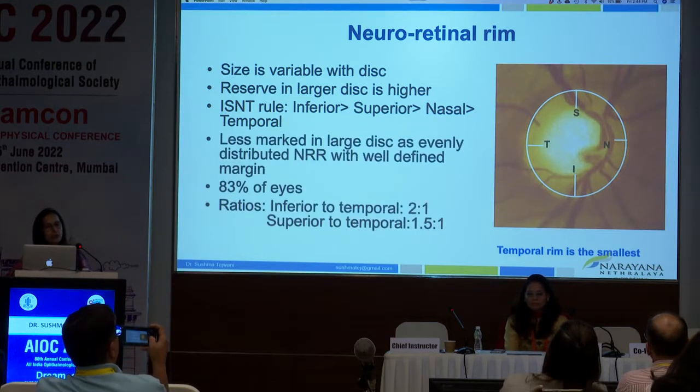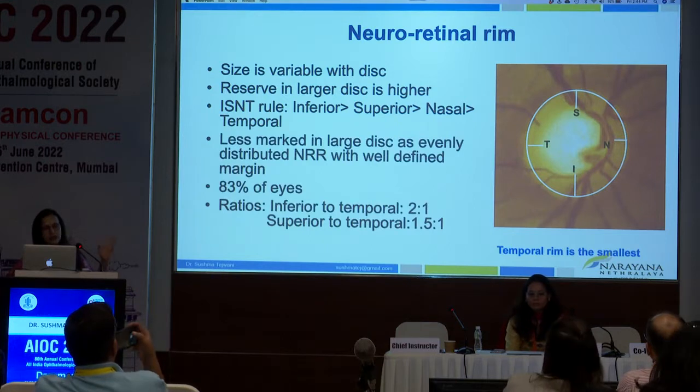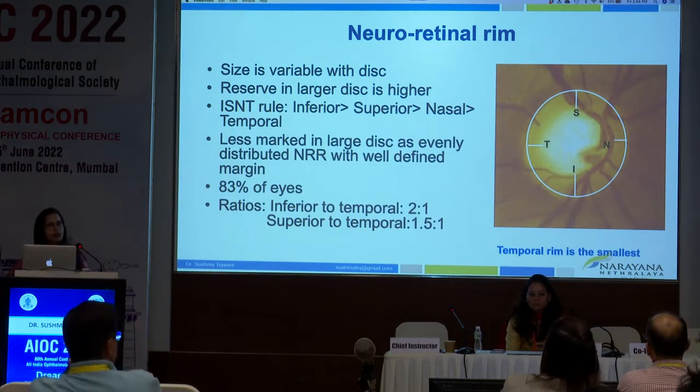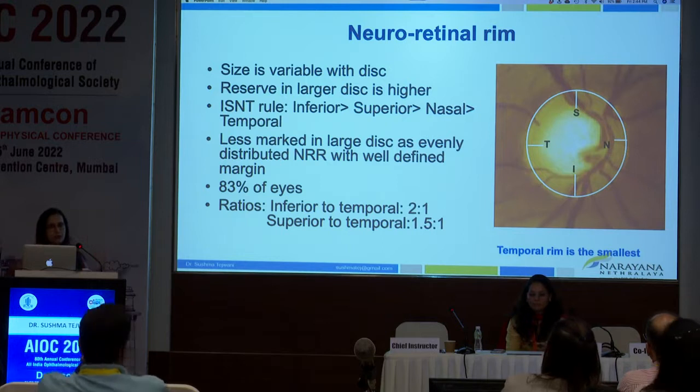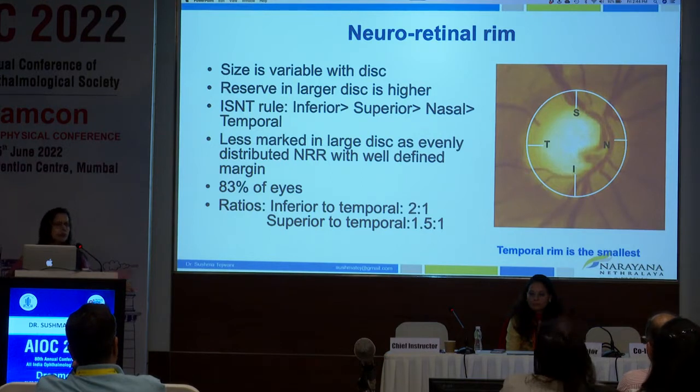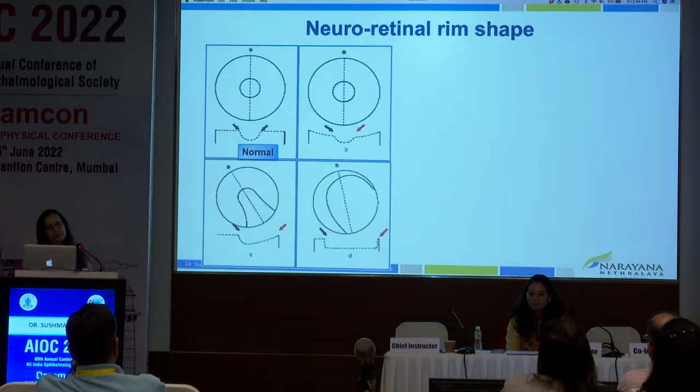This particular rule is less marked in a larger disc, because the nerve fiber layer or neuroretinal rim is more evenly distributed, because the ganglion cell axons pass towards the periphery. So this rule applies largely to the medium-sized disc. The smaller disc and larger disc, you can ignore that.